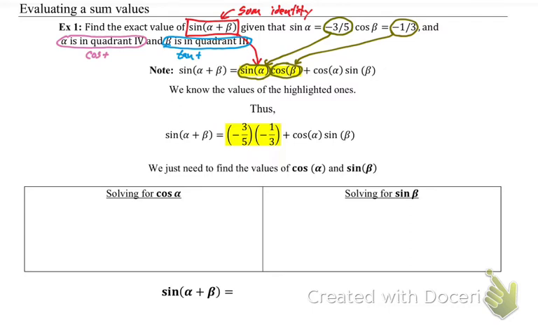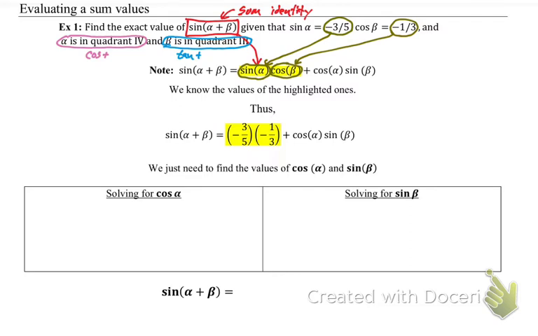This is our problem. Realistically, this is our problem. Right now I have sine of alpha plus beta equals negative 3 over 5 times negative 1 over 3 plus cosine alpha sine beta. The only thing we really have to do is find what cosine alpha and sine beta equal. That's our whole job, to find what these 2 things equal. And we need to use identities to find these 2 values.